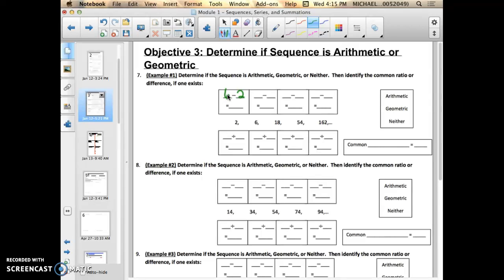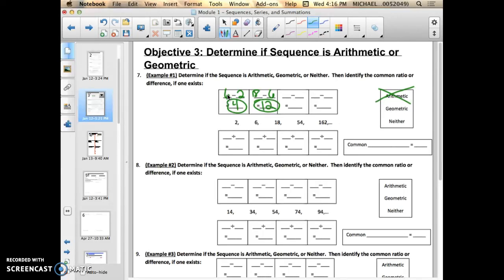6 minus 2 is 4. Then you go to the third term, 18, and see what the difference is between the third and the second term. We saw the difference between the second and the first is 4. The difference between the third and the second term, 18 minus 6, is 12. So automatically I know that subtracting or adding, arithmetic, doesn't work. I know it's not arithmetic because it doesn't have a common difference. This number changed.